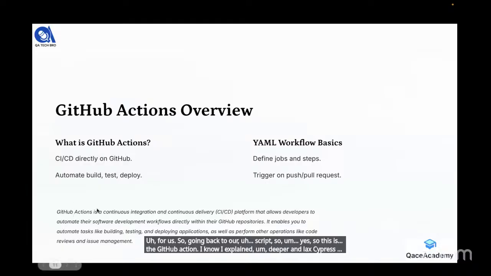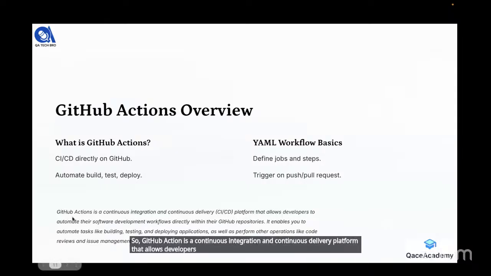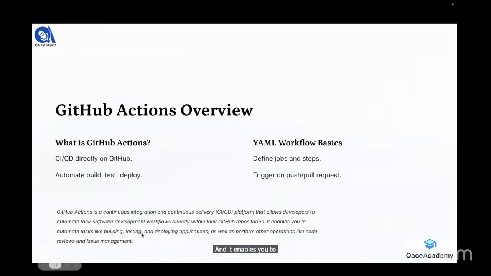So GitHub Actions is a continuous integration and continuous delivery platform that allows developers or QAs to automate their software development workflows directly within a GitHub repository, which is what we just did. It enables you to automate tasks like building, testing, and deploying applications. So what we just did was testing. We automated a task to test a task.